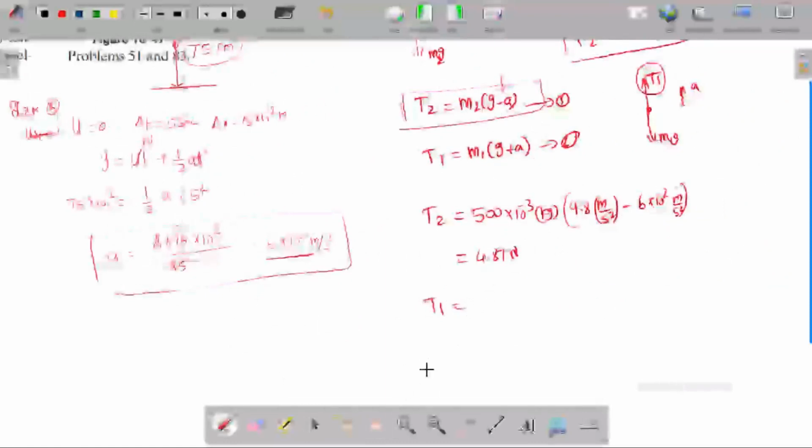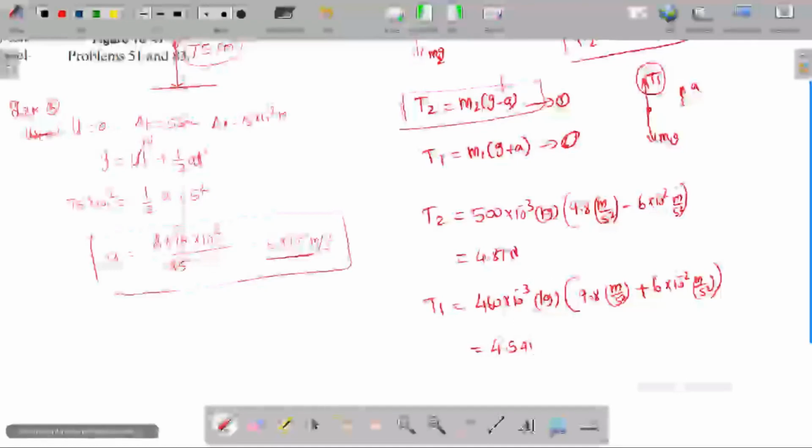Similarly, we easily find tension 1. Tension 1 is equal to mass 1, which is 460 gram, converted into kilogram, then g, 9.8 meters/s², plus the acceleration, 6×10^-2 meters/s². By solving, we get tension 1. Tension 1 is 4.54 newton. This is tension 1, and this is tension 2.